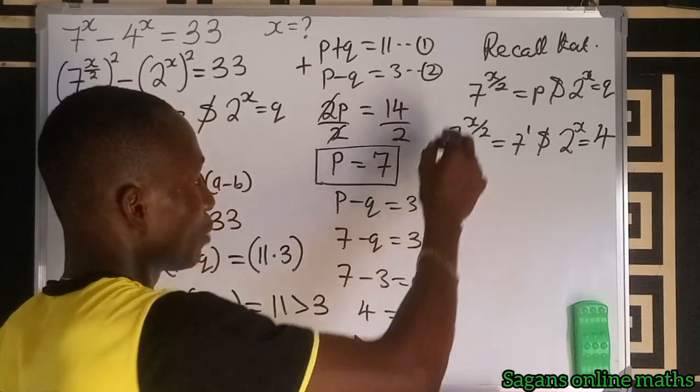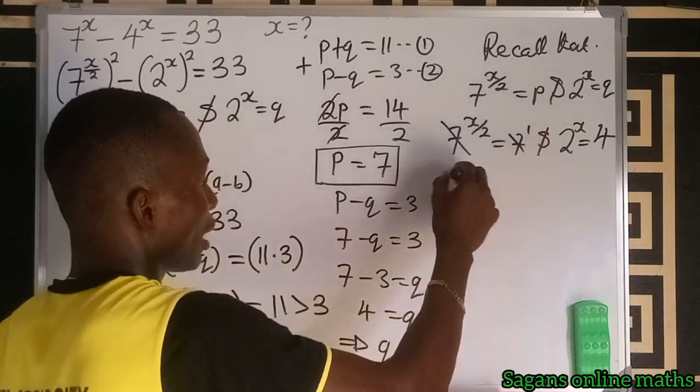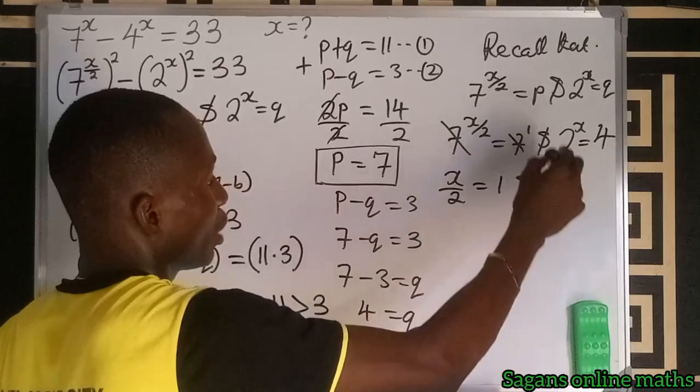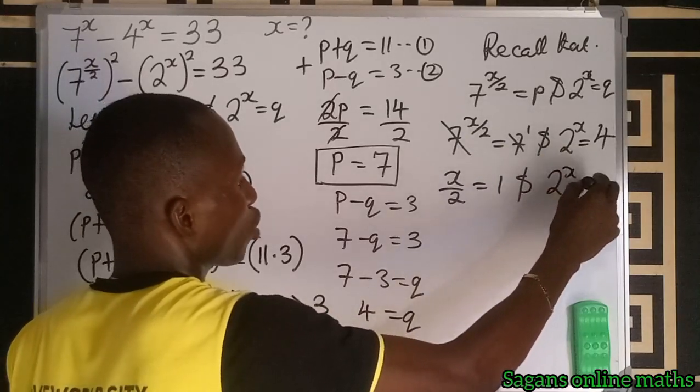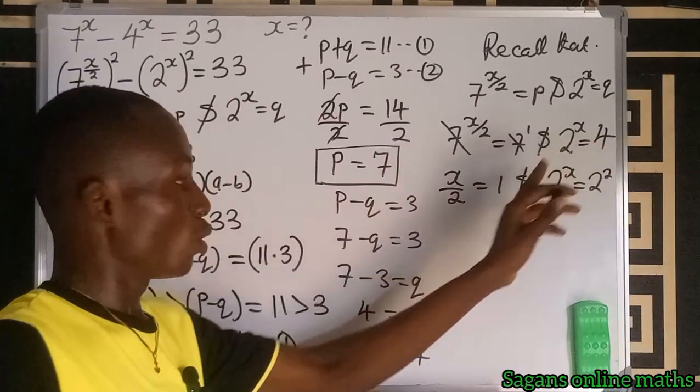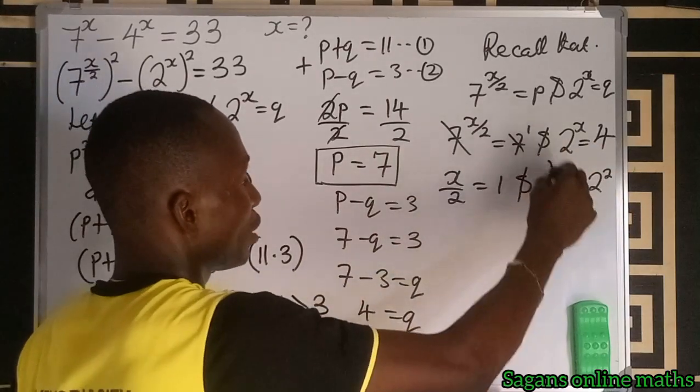So let's equate the power since the bases are the same. We can do without them. So now we say that x divided by 2 is equal to 1. And here, 2 to the power of x is equal to 2 to the power of 2, because 2 to the power of 2 will give us 4. So since the bases are the same, we can equate the power.